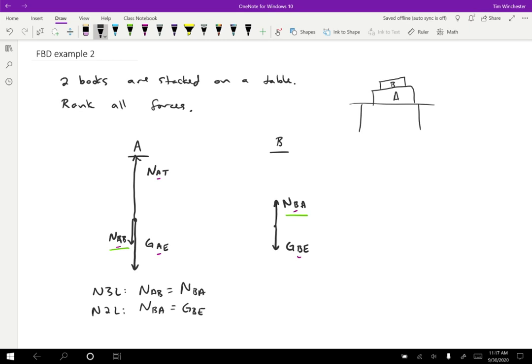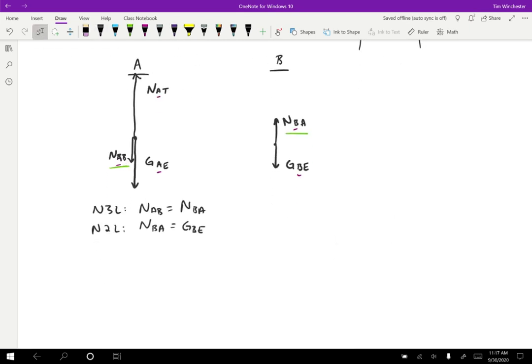Okay, so what other forces can I rank? Well, I know that A is heavier than B. So just by the way that I drew the problem, I know that GAE is bigger than GBE. Okay, and then the only other force is NAT. And I know that the normal force on A by the table is equal to the normal force on A by B plus the gravitational force on A by the Earth. So NAT must be bigger than both of those put together. Remember, if I don't put any vector symbols, these are all just magnitudes.